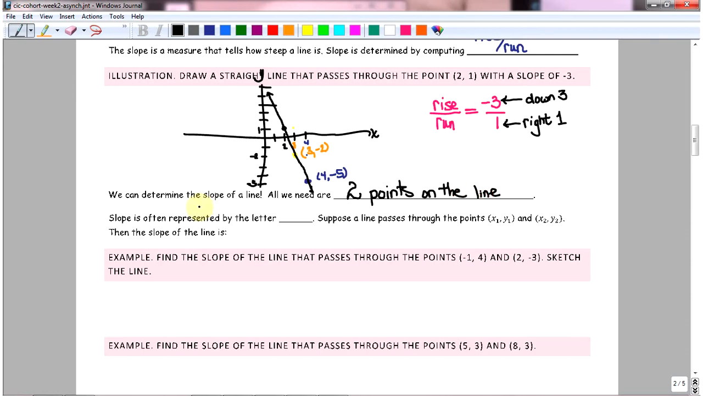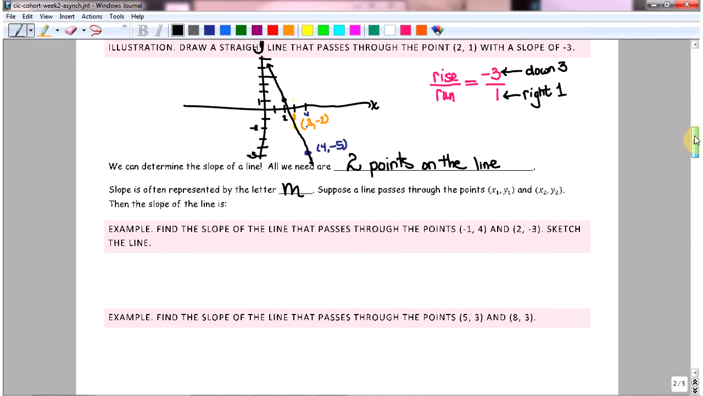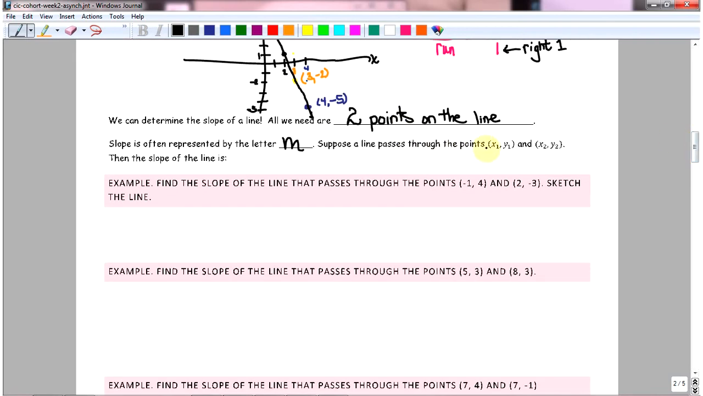The slope is often represented by the letter m in mathematics. Suppose a line passes through the points (x1, y1) and (x2, y2). Then the slope of the line is m equal to, well, to get the rise, we're going to do the change in y. So we'll have y2 minus y1. We're going to divide that by the change in x, x2 minus x1.